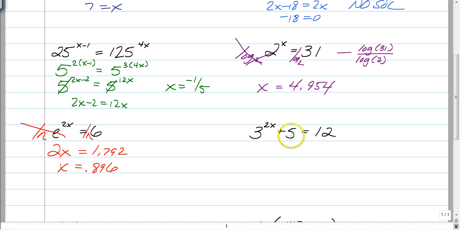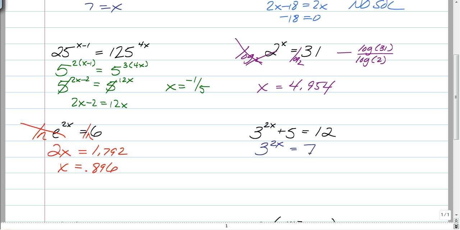Going back to the next question, this is some old school solving. In order to work with this, you need to get it by itself first. So your first step is to just subtract 5 from both sides. So that's going to give you 3 to the 2x is equal to 7.